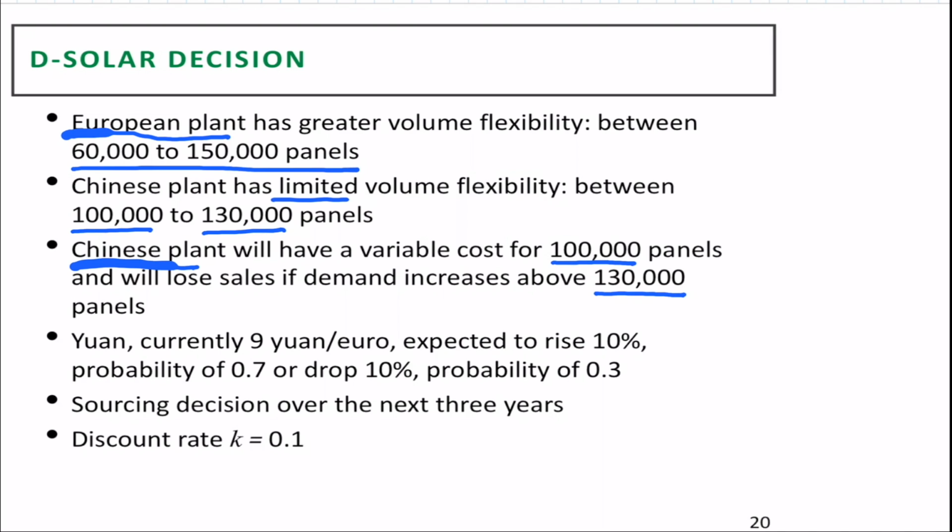And currently the exchange rate is 9 yuan per euro, and this is expected to rise by 10% with a probability of 0.7 and drop by 10% with a probability of 0.3. And this sourcing decision is for the next 3 years, and discount rate K is 0.1 or 10%.